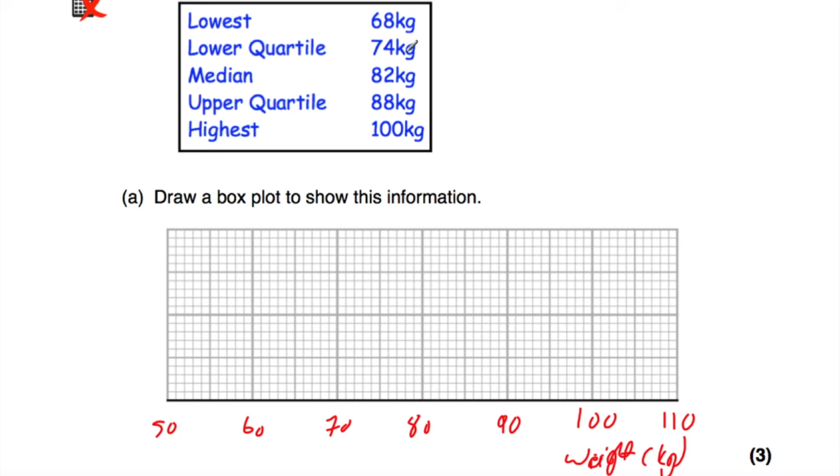Okay, and now let's draw our 5 lines. So we've got a line here for 68. So we're going to get a ruler and pencil and we're going to go to 68 for the lowest.